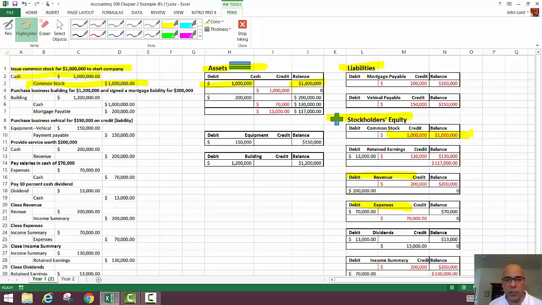Now I'm going to post these as we go along. You might do this at the end of the month; the posting would be done at the end of the month. I'm going to do it as we go along because this is how the computer would do it. It would post the transactions as soon as we enter them into the journal.